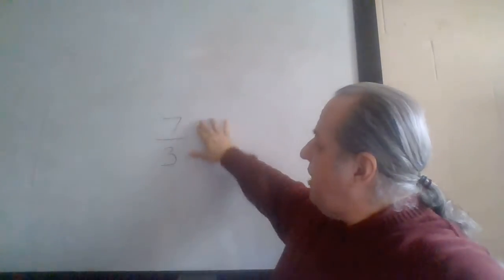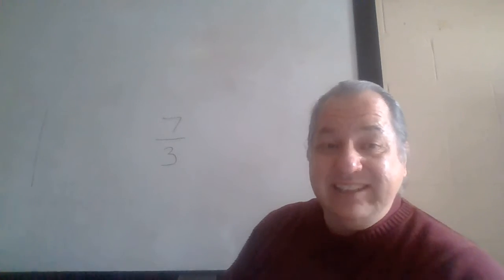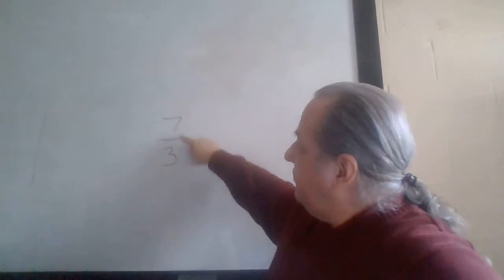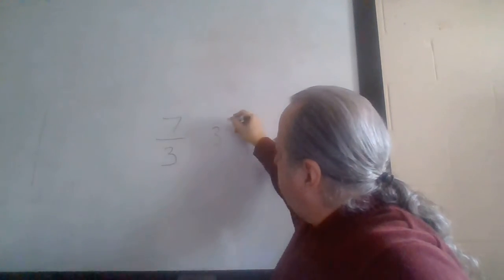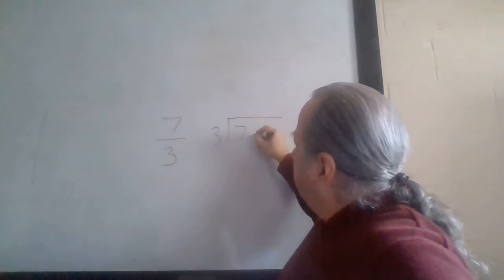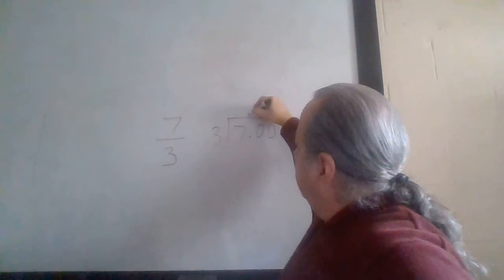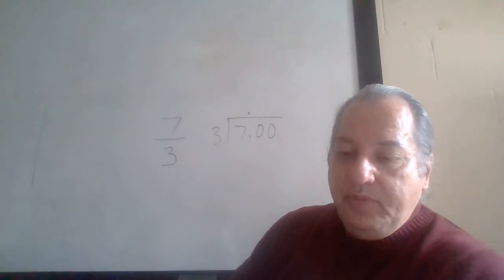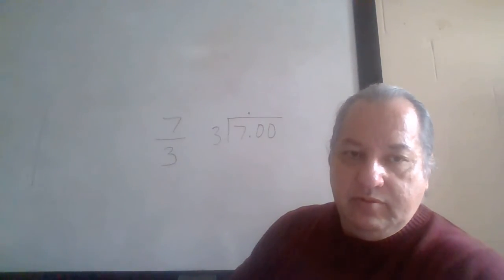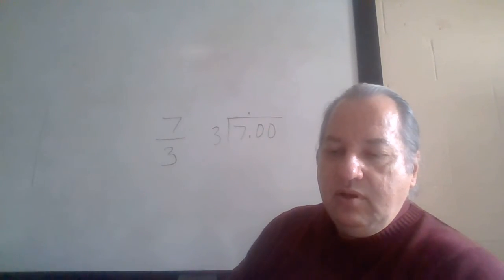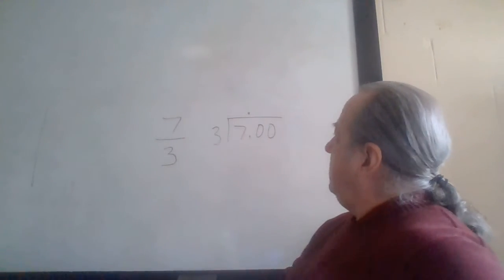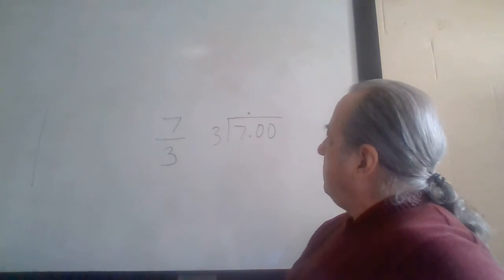So to change this improper fraction into a mixed number, that's exactly what I do. 7 divided by 3. So that means the 3 is on the outside, the 7 is on the inside. So there's my setup. And for our sakes, at this level in Math 6, you're not going to be having any weird problems or problems that don't end.